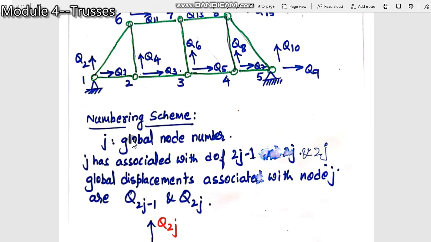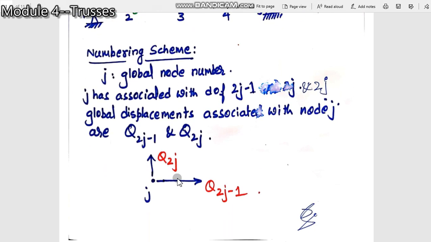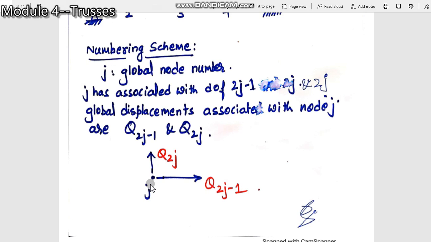Now let me tell you about the numbering scheme, which is very important. How do we number the degrees of freedom or the global displacements associated with a node? For example, if you have a node j, the displacement in the x direction is represented by q2j minus 1, and in the y direction it is q2j. It means a single node will have 2 degrees of freedom, that is, 2 displacements in x direction and y direction.